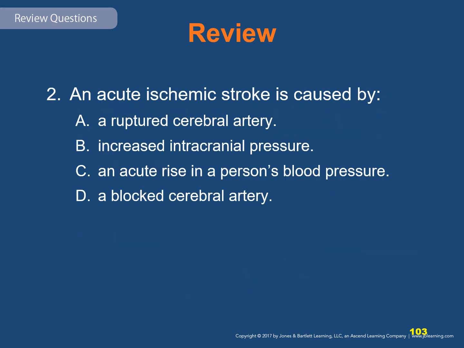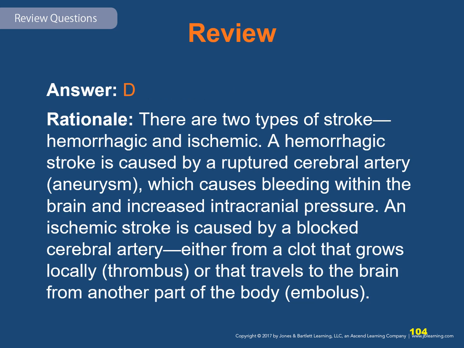An acute ischemic stroke is caused by A, a ruptured cerebral artery, B, increased intracranial pressure, C, an acute rise in the person's blood pressure, or D, a blocked cerebral artery. Know your definitions. If you look at the definition of what an ischemic stroke is and look at your answers, I know you'll get this one correct. It is D.